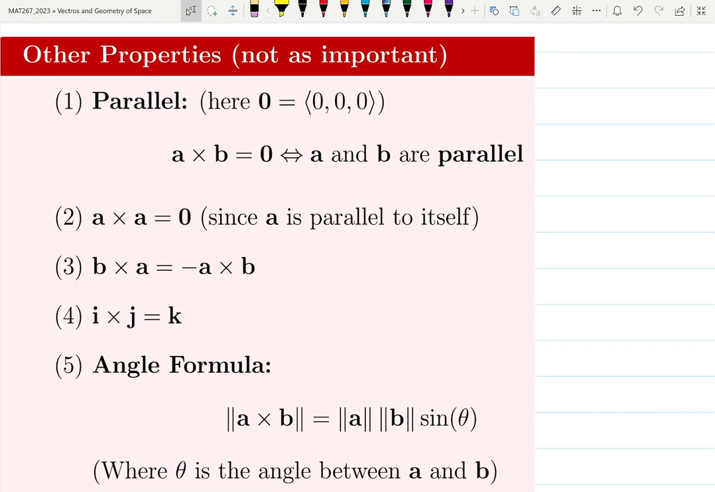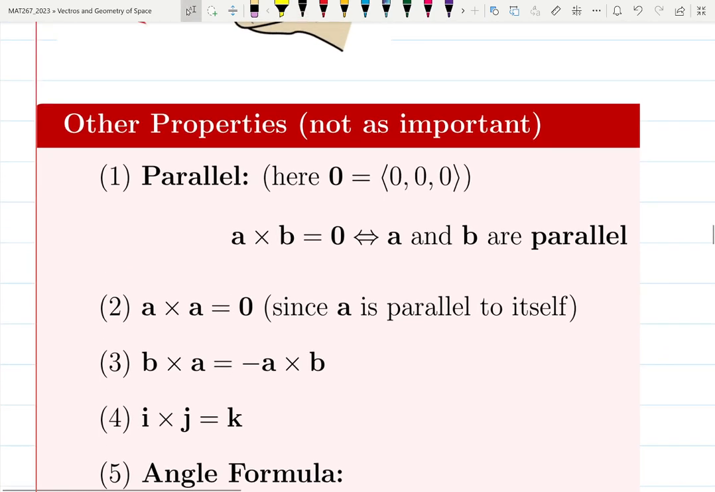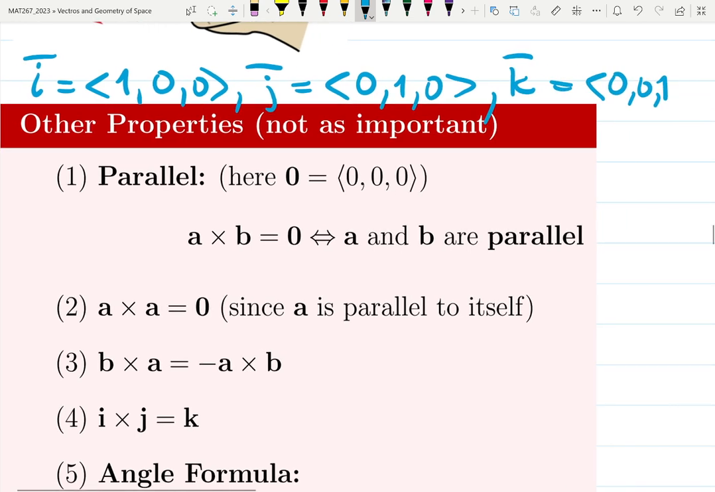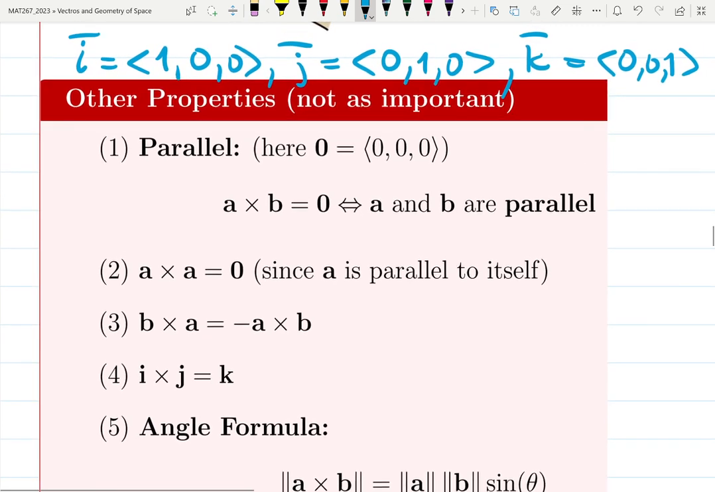Parallel. Okay, so let's write this down. Properties. Remember, let me review. Right on top of properties, write down that I is 1, 0, 0, J is 0, 1, 0, and K is 0, 0, 1, called unit basis vectors. We covered them a long time ago, in the first class, I think, or second class.